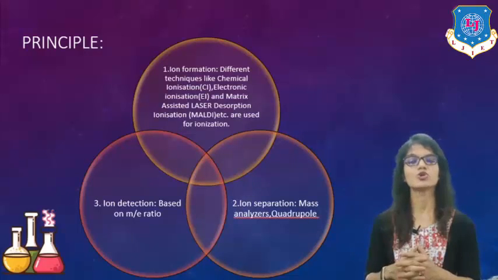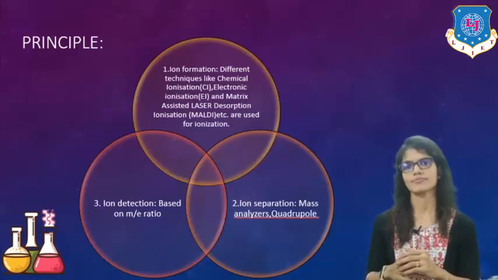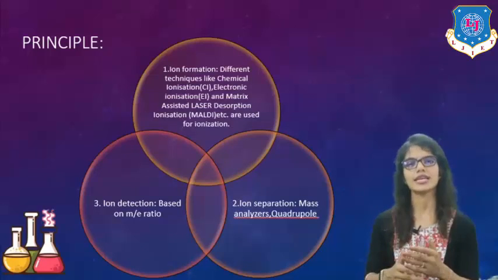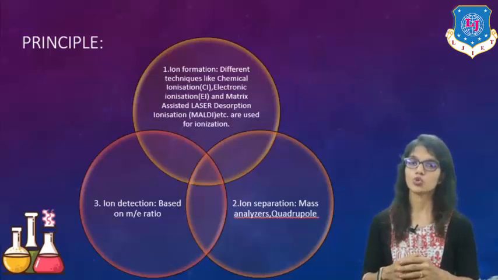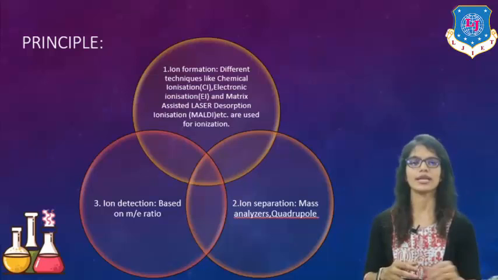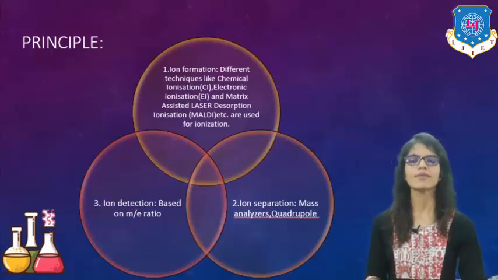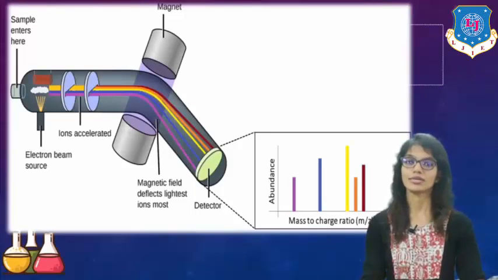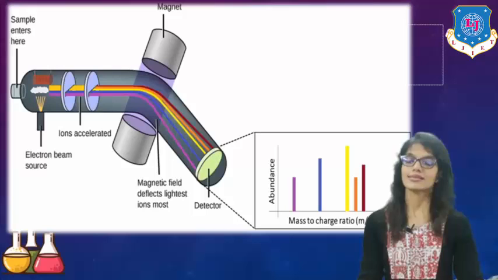After the separation of ions, we will have the ion detection, with the use of the mass to charge ratio. For that we can use a PMT, or any other detector also, but generally the photomultiplier tube detector is widely used.